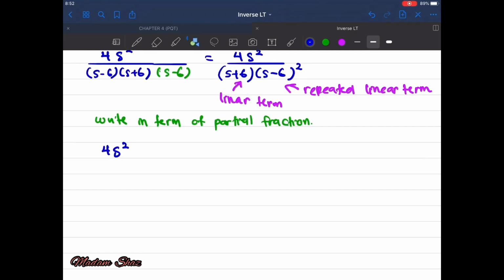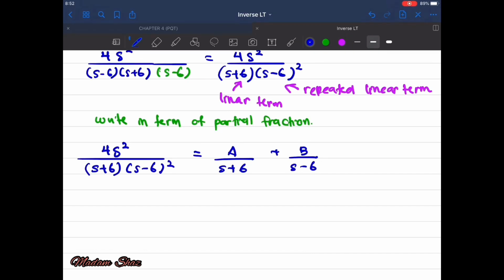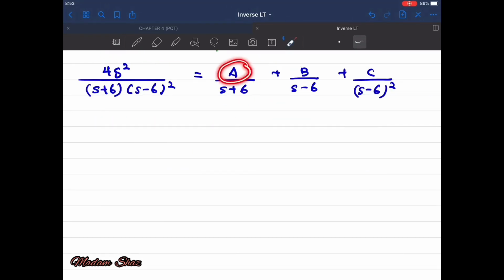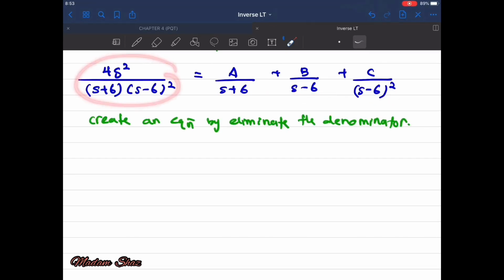4s square divided by s plus 6, s minus 6 to the power of 2, is equal to a over s plus 6 plus b over s minus 6 with the power of 1 plus c over s minus 6 with the power of 2. So now in order to find the values of constants a, b and c, you have to create an equation by eliminating the denominator at the bottom. For the left hand side, we always copy down whatever you have at the upper side.